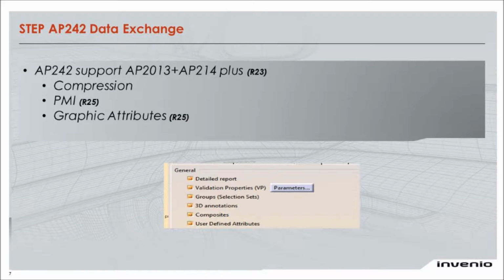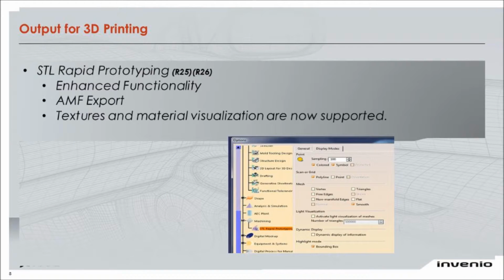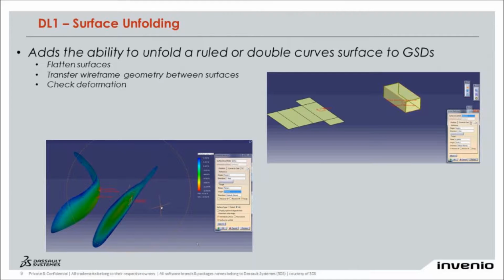A couple of quick ones. There's a new STEP application protocol, AP242, which is a combination of the standard AP203 and 214. Not 2013, but 203 and 214. And there's a new export format, instead of just STL for rapid prototyping, there's now AMF, Advanced Manufacturing Format, which a lot of new 3D printers accept.